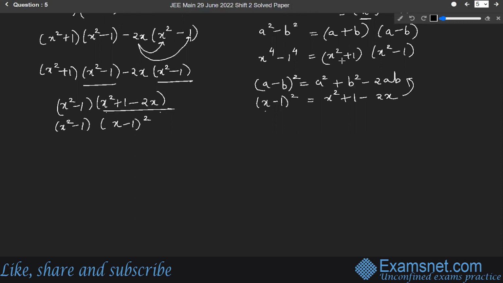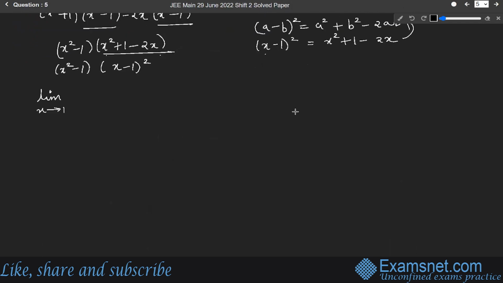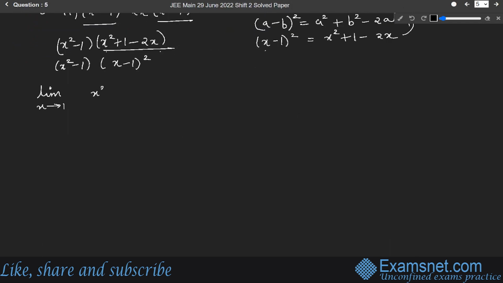Now let us write the expression that is given in the question. In the question, it is given that limit x tends to 1. Now what is the numerator? Numerator is (x square minus 1) into sine square pi x, divided by the denominator. We have simplified the denominator in this form. So the denominator is (x square minus 1) into (x minus 1) whole square, right? So you can see that x square minus 1 and x square minus 1 will cancel. So what are the remaining terms? Sine square pi x divided by (x minus 1) whole square.